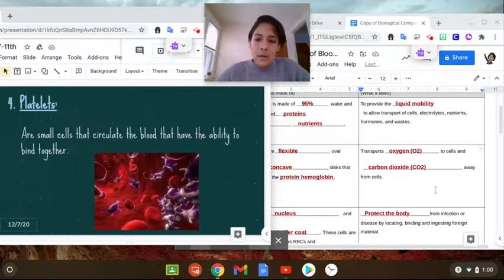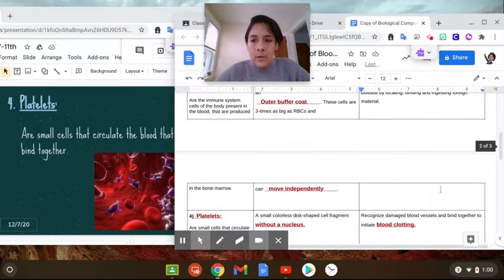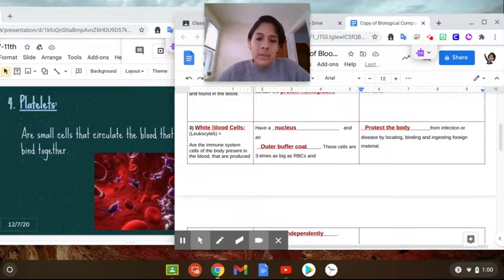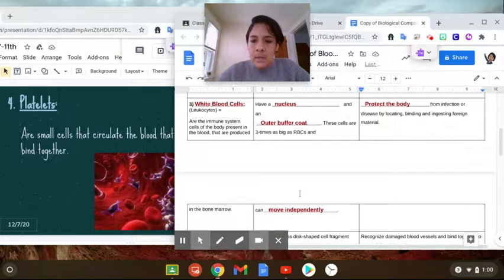Okay. So let me go back to the note page. On our note page, we have white blood cells, we have nucleus, outer buffer coat, move independently, and then we have protect the body.